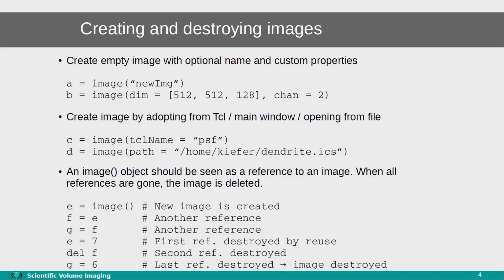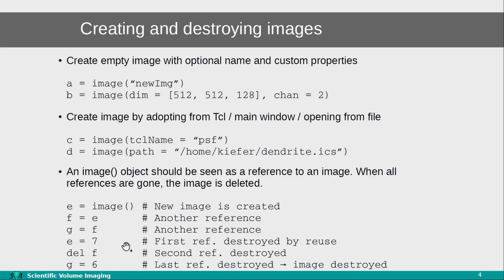Another way that a variable might get overwritten or deleted is by explicitly deleting the variable using the built-in Python del command, which will delete any object. So here we have del f, and that will delete the variable f, which also means that we now only have one remaining reference to the original image, which is stored in g. So up to this point nothing has happened to our image, but then if we set g equal to 6, for example, the last of our references has disappeared and the image is destroyed.